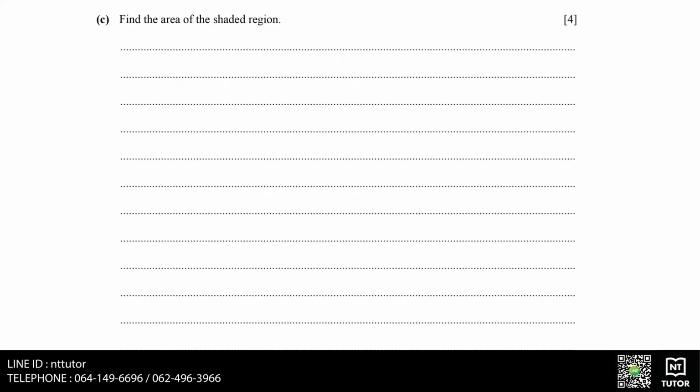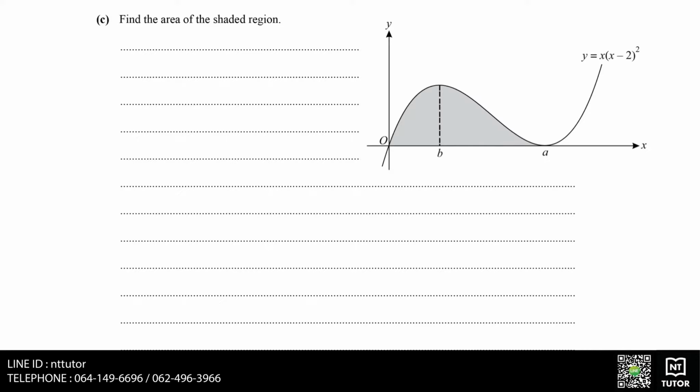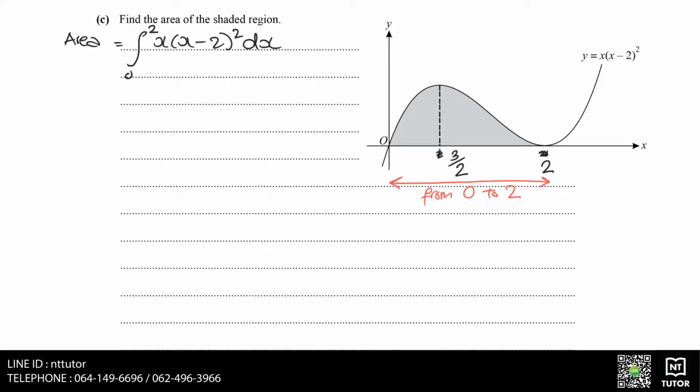C. Find the area of the shaded region. From part A and part B, we already know that b is equal to 2 over 3 and a is equal to 2. The shaded region goes all the way from 0 to 2, and therefore the area of the shaded region would be the integration of the curve from 0 to 2.